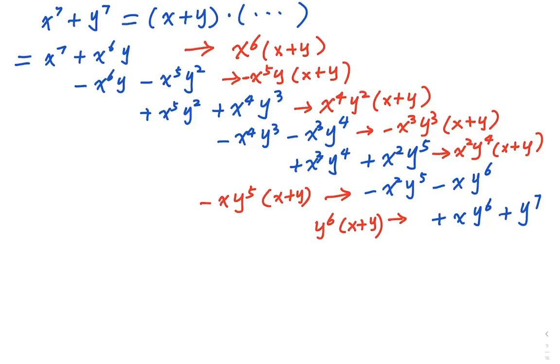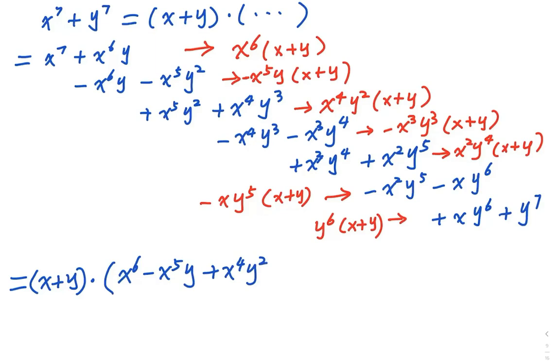Okay, putting everything together, we have the factor x plus y. Then we have the factor x to the 6 minus x to the 5 y plus x to the 4 y squared minus x cubed y cubed plus x squared y to the power 4 minus x y to the power 5 plus y to the power 6.